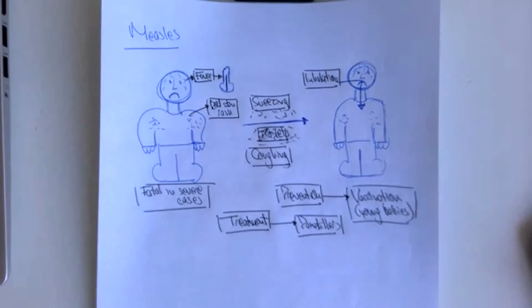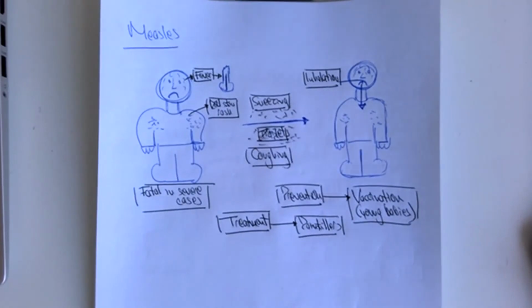So, three examples of viral diseases, their means of transmission, their symptoms, and also means of prevention and treatment as well. Measles, HIV, and tobacco mosaic virus.